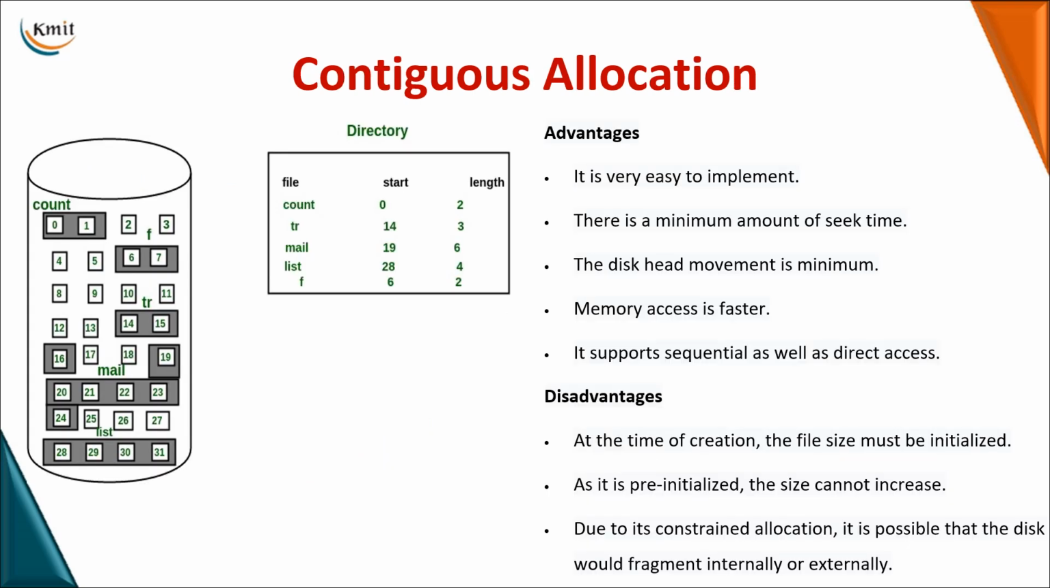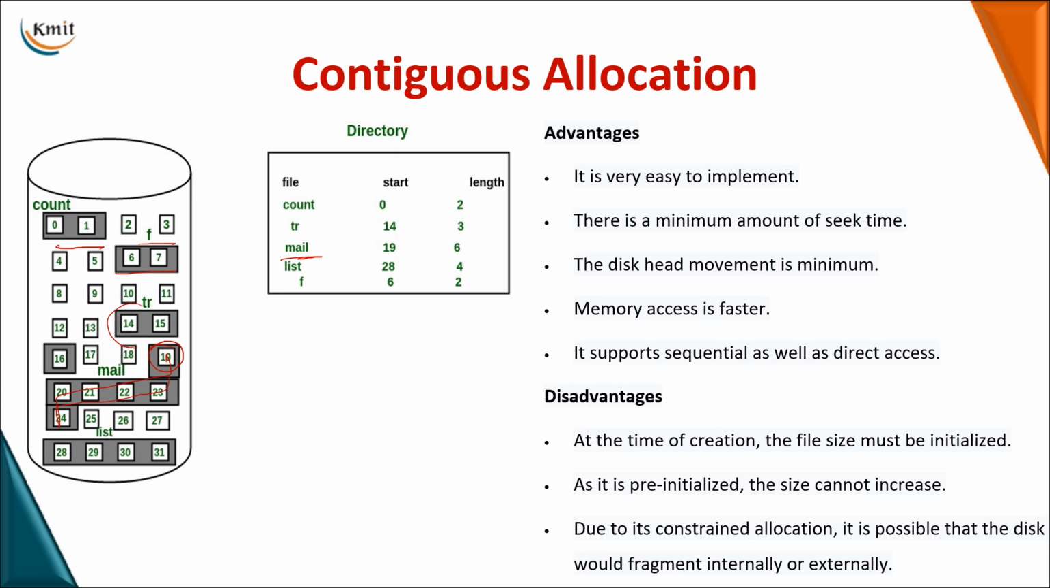Coming to contiguous allocation, here we have a disk which is basically divided into blocks. So you have blocks 0, 1, 2, 3, 6, 7. These are all the blocks present on the disk. Now you want to store the data. So you identify the contiguous empty blocks and store the data accordingly. For example, if I go for mail, so mail is my file, I'll identify the locations where continuous blocks are available. So I'll start storing my mail data from 19 till 24. All the file blocks related to mail are stored in these particular disk blocks.